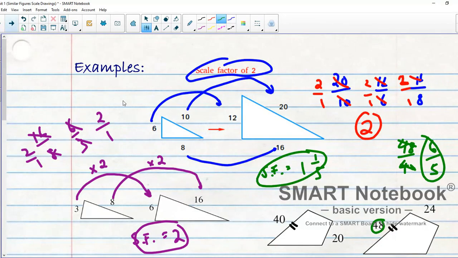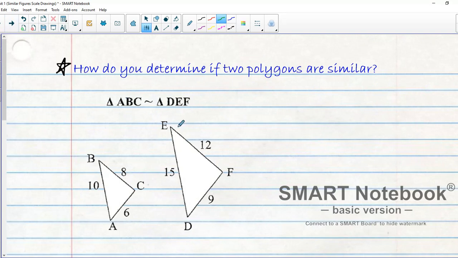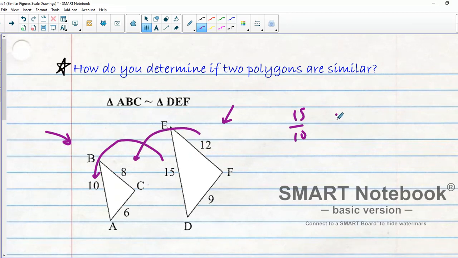Okay, it's no problem. How do you determine if 2 polygons are similar? Here we've got the 2 shapes. Triangle ABC, this one on the left, is similar to the one on the right. Now we start looking at this, right? Are they similar? Remember on the quiz, how did you find out? You have to compare these ratios. So let's do 15, again left to right. Let's do 15 to 10. We could do 12 to 8. We could go 9 to 6.